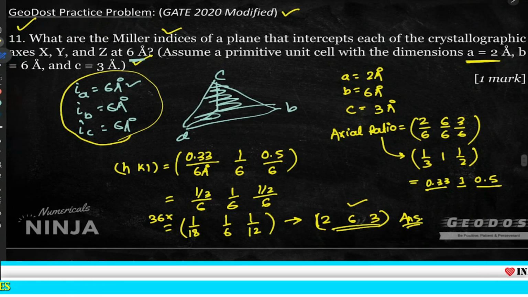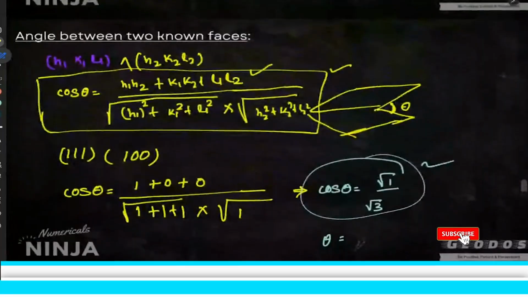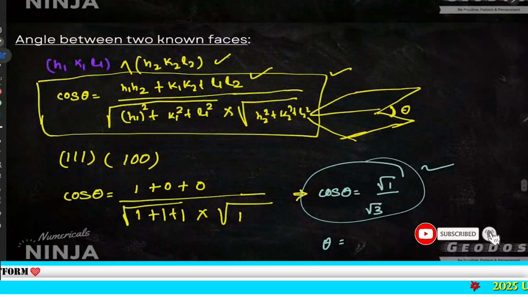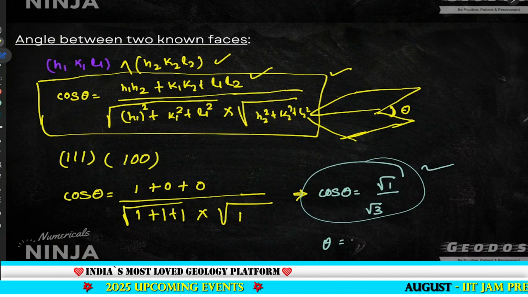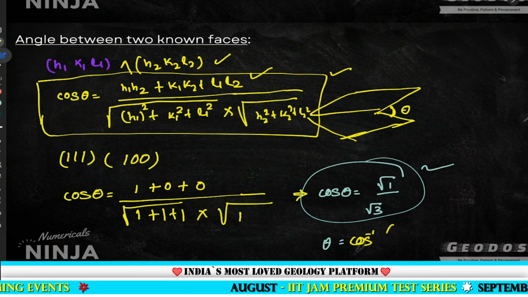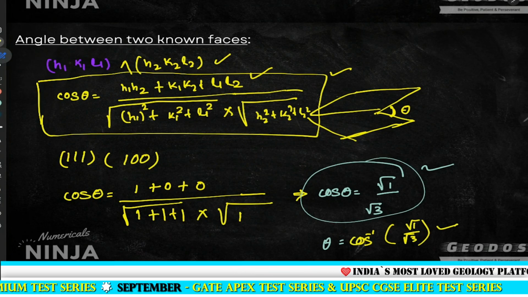Okay, so these two questions I think were left in the previous class. Now we are going to move on. This one is also one important one. Just try to do it. I also gave you this, √1/√3. Okay, so what will this be? Cos inverse √1/√3. So you can easily find out the answer.